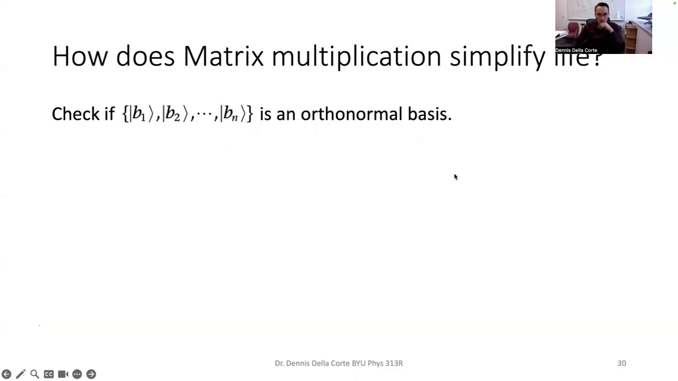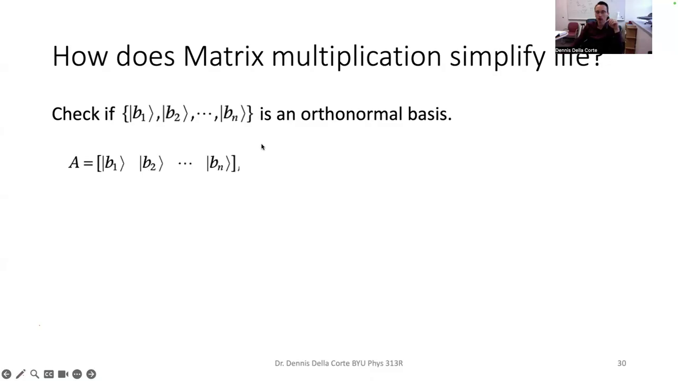Okay, great. So does matrix multiplication make your life easier or harder? I hope this slide will show, it makes it easier. So if you want to check if this, is it ordered or unordered? This is an unordered set. Okay. This unordered set is an orthonormal basis or not.